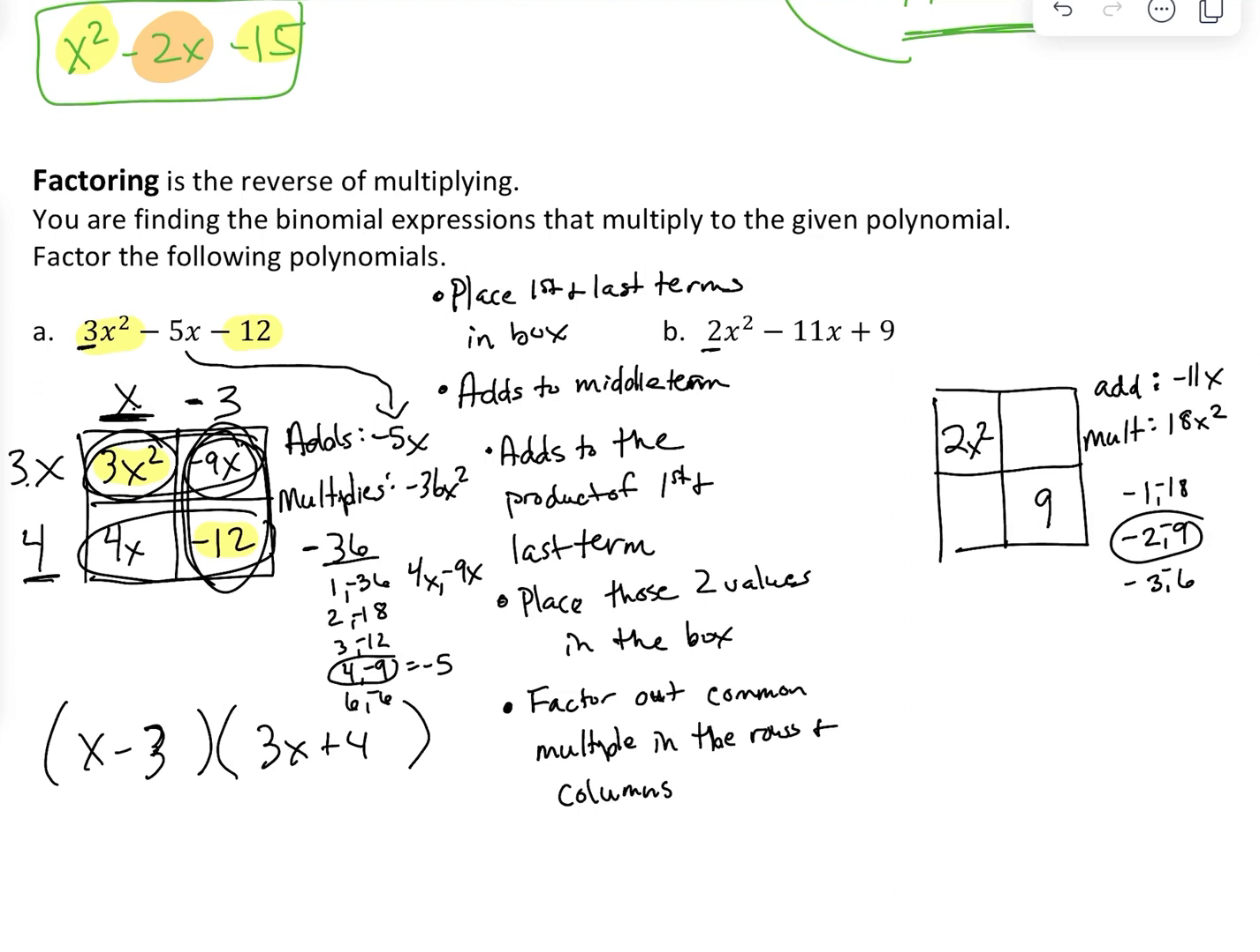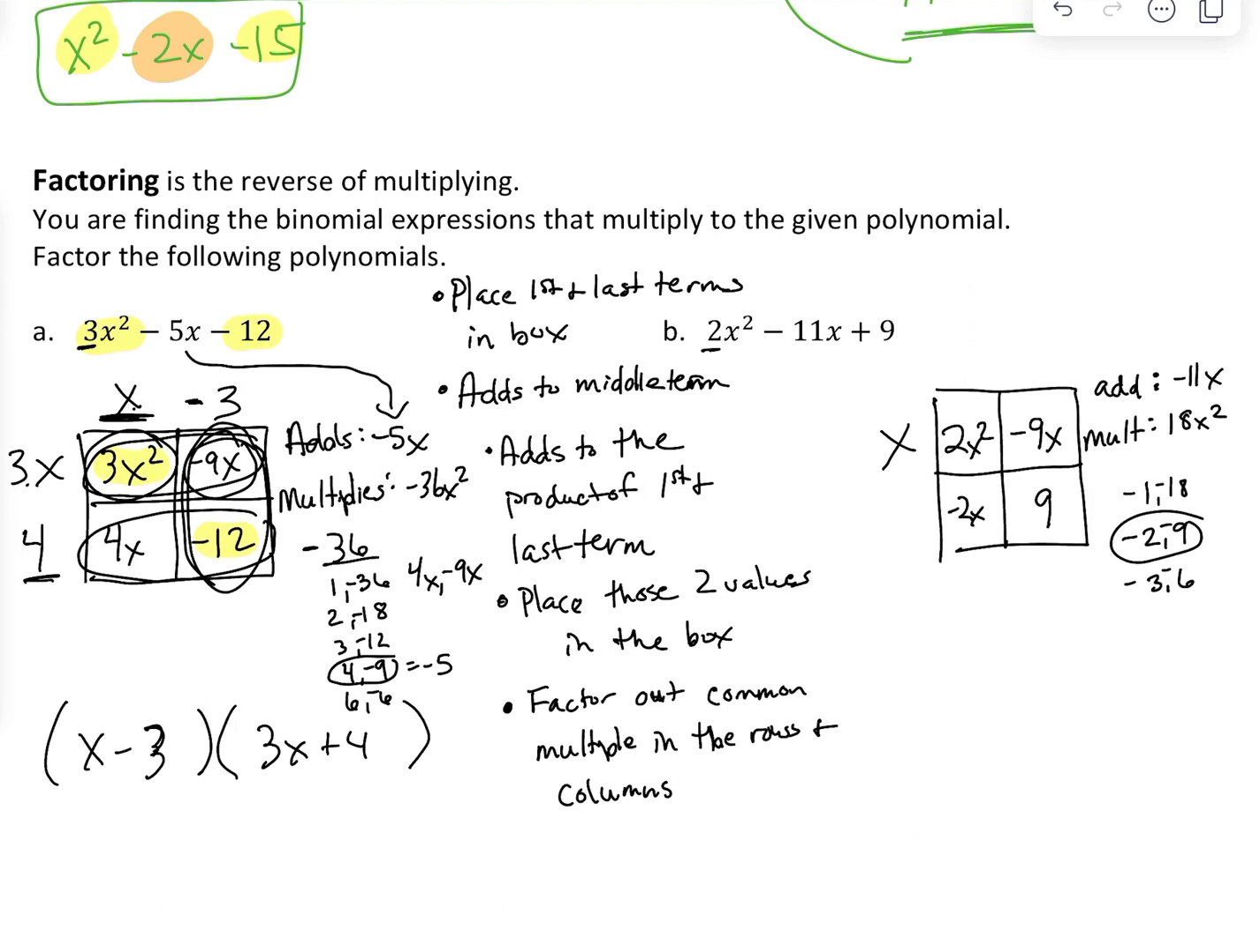And I'm looking to get a negative 11. This is my magic one. So I'm going to put a negative 2x and negative 9x. Make sure you include that x, because that's how we add to get that negative 11x term. And that's how when you multiply them, we get that x squared in there. So now I'm just going to factor out what's in common. So that first row, there's no number they have in common, but there's an x.